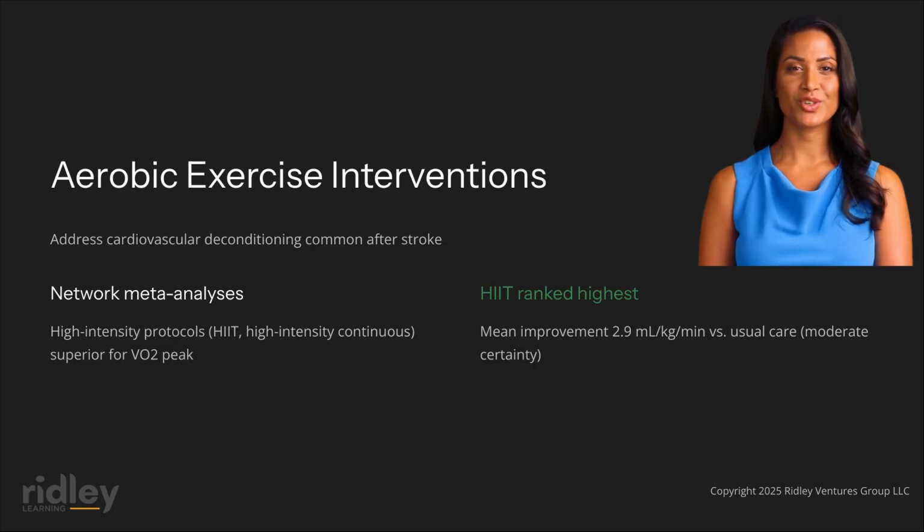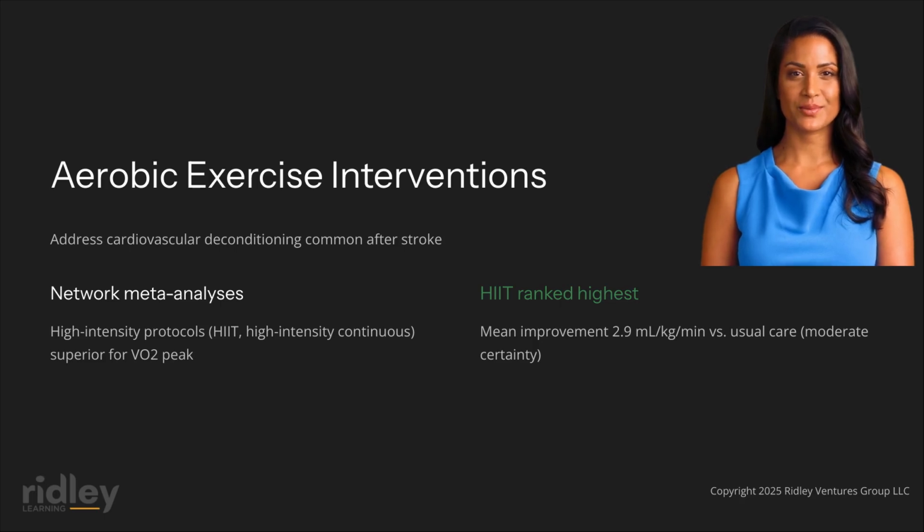Aerobic exercise interventions address the substantial cardiovascular deconditioning that commonly accompanies stroke, which results from the combined effects of pre-stroke cardiovascular disease, immobility during acute illness, and reduced physical activity during recovery. Bayesian network meta-analyses systematically comparing different aerobic exercise interventions for stroke rehabilitation have examined effects on cardiorespiratory fitness, blood pressure, and mobility outcomes. These comprehensive analyses have found that higher-intensity aerobic exercise protocols, including high-intensity interval training and high-intensity continuous training, demonstrate superior effects on peak oxygen consumption compared to traditional, moderate-intensity approaches, challenging historical preferences for conservative exercise intensity in stroke populations.